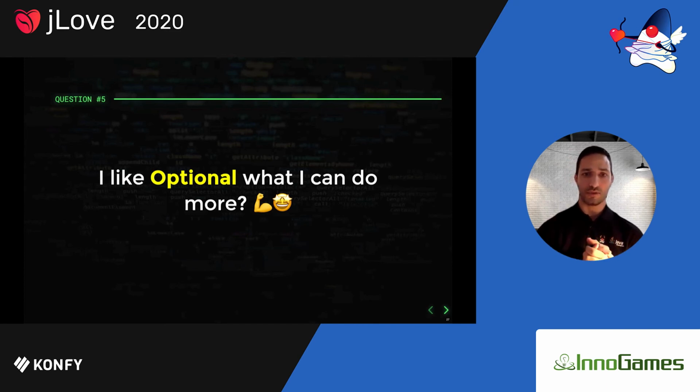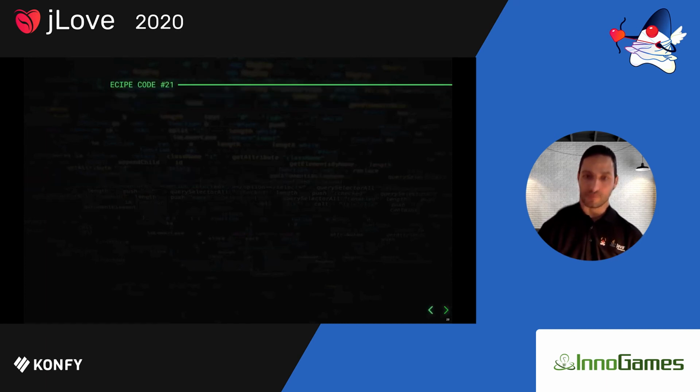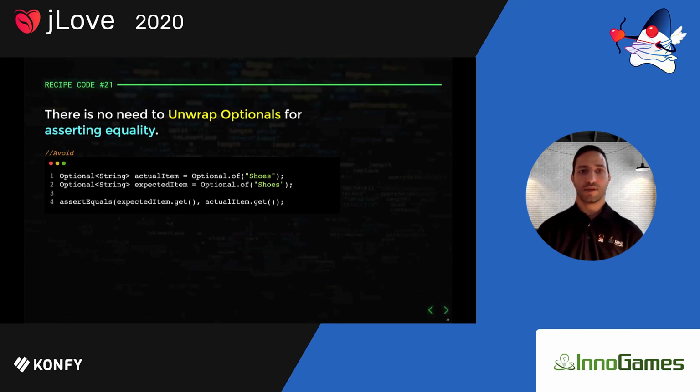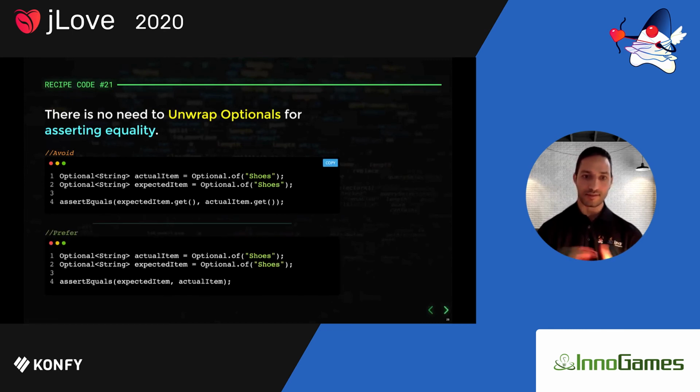So I would like to use optional. Let's see what we can do with optional. There is no need to unwrap optional for asserting. You are using testing, and inside testing you use assert equal, assert that, all of this. If you have the optional and you would like to check the value inside it, you don't have to call get, because you can do it like this. Why? Because by default, equals methods are overridden inside optional to check the values, not the reference, as with other objects. So it's easy to do this.